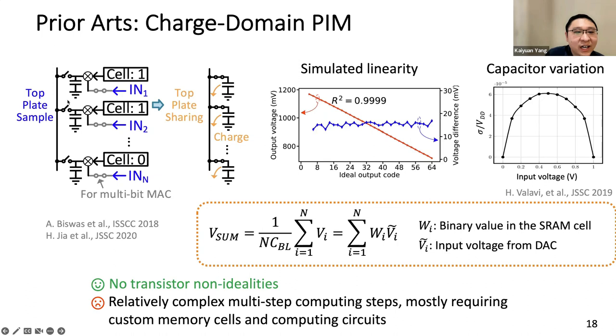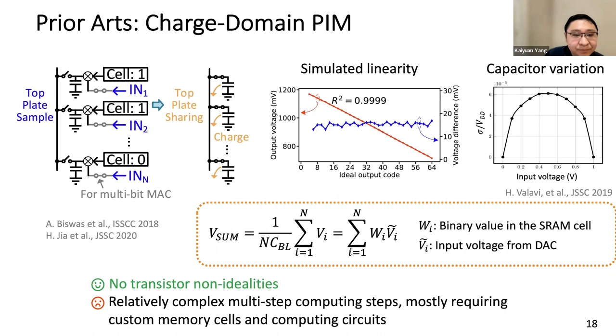After you do this multiplication process, you turn on all these switches. So the top plate of all these capacitors will be shorted, and they will perform a commonly known process called charge sharing. Basically, the charge on all these top plates will be redistributed, and they will settle down to a single voltage. That voltage is described by this equation. Effectively, you get a final summation voltage that is the summation of the weight times the input voltage. Again, this is the MAC operation that we want to achieve with the processing in memory hardware.